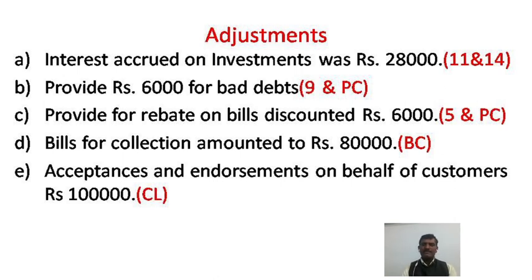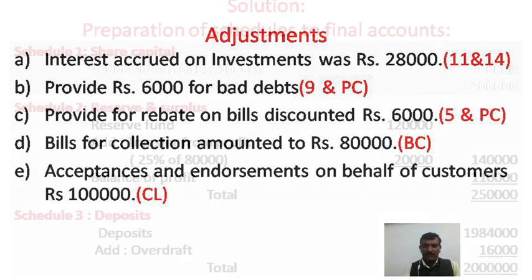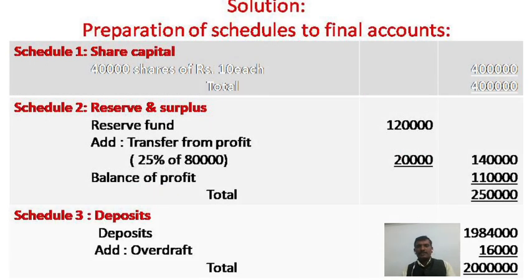Then based on this bifurcation of items of trial balance as well as the adjustments, now first of all go for preparation of schedules to the balance sheet as well as profit and loss account. So first of all, schedule number 1 is for share capital. It is given in the trial balance. On the credit side, they were given 40,000 shares of rupees 10 each, 4 lakh amount is given.